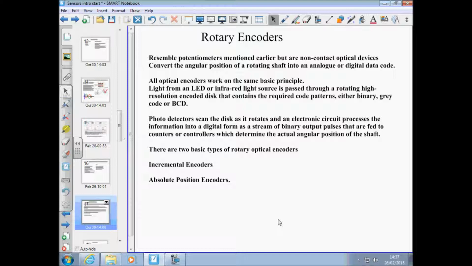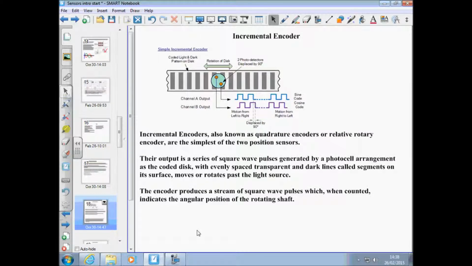They work on a similar principle. The light from an LED or infrared light source is passed through a rotating high-resolution encoded disc that contains the required code patterns, either binary, Gray code or BCD. Photodetectors scan the disc as it rotates, and an electronic circuit processes the data and gives you an output, which can be a stream of binary output pulses fed to counters or controllers which determine the position of the shaft. Two distinct types: incremental and absolute.